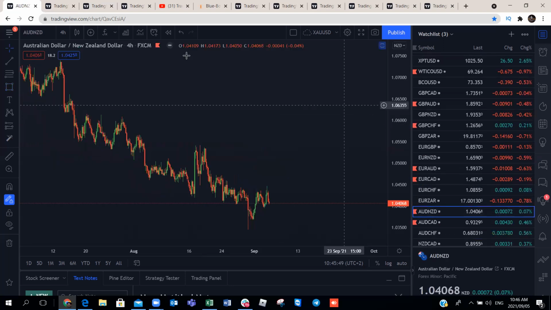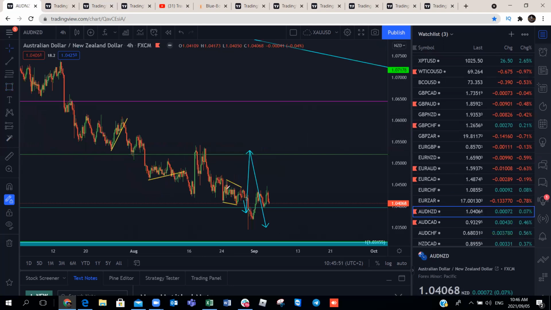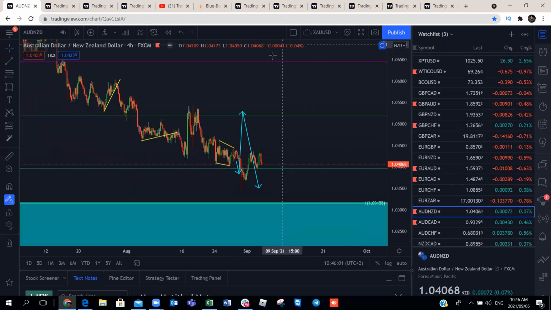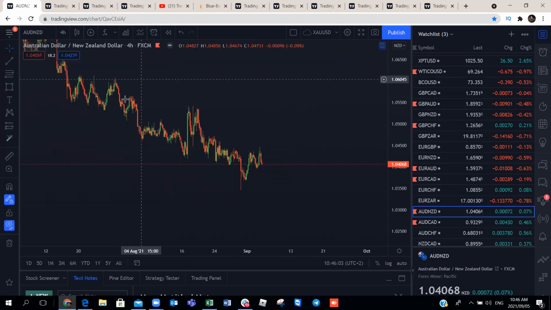The crosses. Right, AUD New Zealand, I've been saying that any push to the upside, just look for it to continue to the downside, because we're looking for the target at 1.02. Right, so this continues to the downside. This is giving us a continuation pattern to the downside. This is a 3-wave structure here, 1, 2, 3. We're looking for this one here to continue lower.